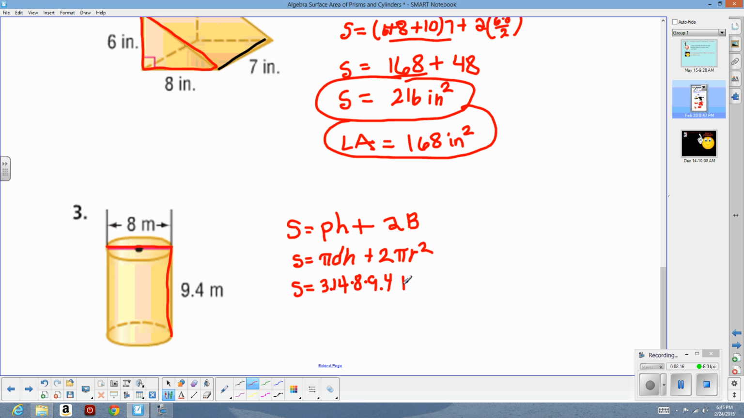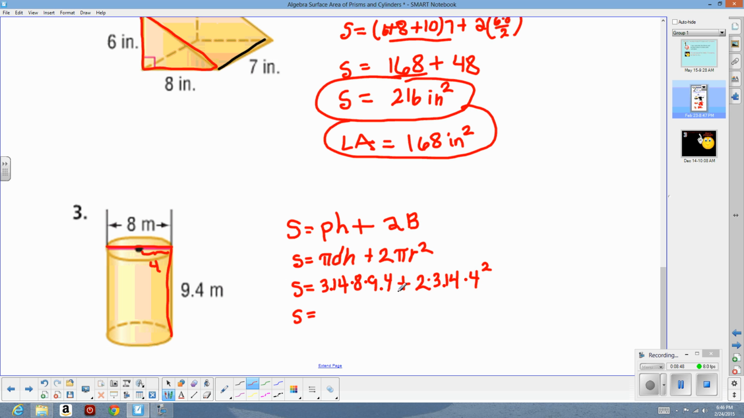And then plus 2 times pi, which is 3.14, times the radius. The radius is going to be halfway across, which is going to be 4. So times 4 squared. Now, obviously, you're going to get the most accurate answer if you were to use the pi key, but we're going to use 3.14 since that's what they often ask for when you take a test.